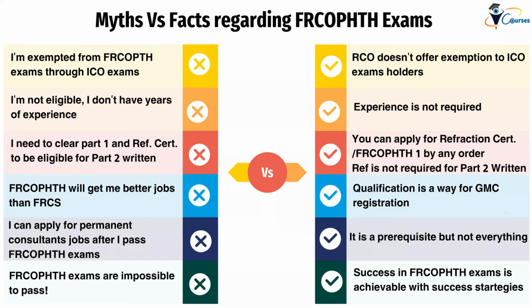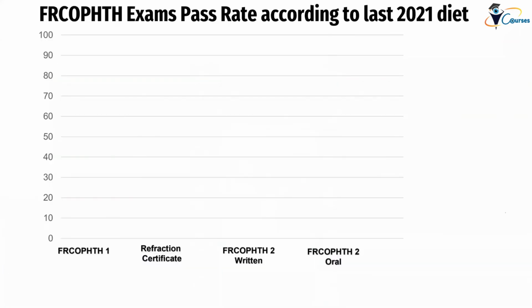Let me show you the numbers. So FRCOphth exams pass rate according to the 2021 diet, or the last diet published on the Royal College of Ophthalmologists. It showed the FRCOphth Part 1 and refraction certificate, FRCOphth Part 2 written and oral. What are the pass rates of every exam?